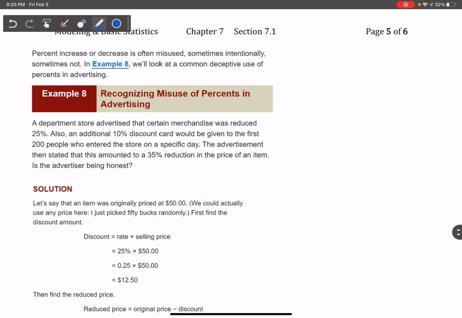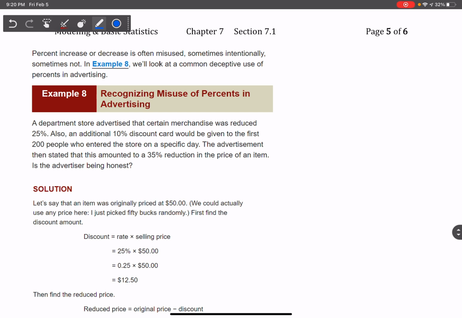Percent increase or decrease is often misused, sometimes intentionally, sometimes not. In example 8, we'll look at a common deceptive use of percents in advertising. A department store advertised that certain merchandise was reduced 25%. Also, an additional 10% discount card will be given to the first 200 people who entered the store on a specific date. The advertisement then stated that this amounted to a 35% reduction in the price of an item. Is the advertiser being honest?